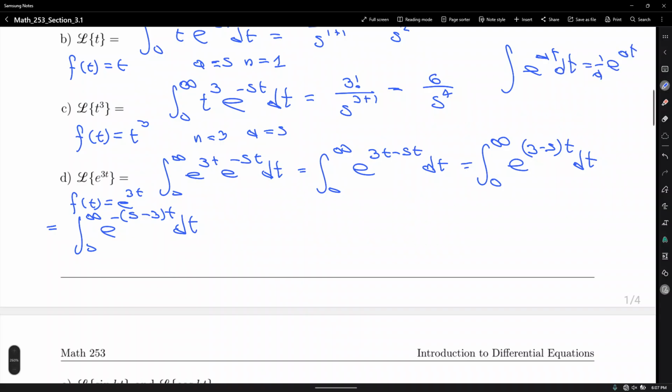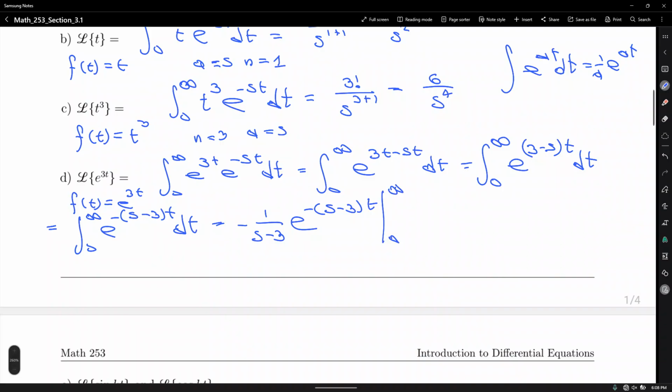Well, in this case, this is a definite integral, so we don't need to show the u substitution for this one. So that'll be negative 1 over (s minus 3) times e to the negative (s minus 3) times t, from 0 to infinity.